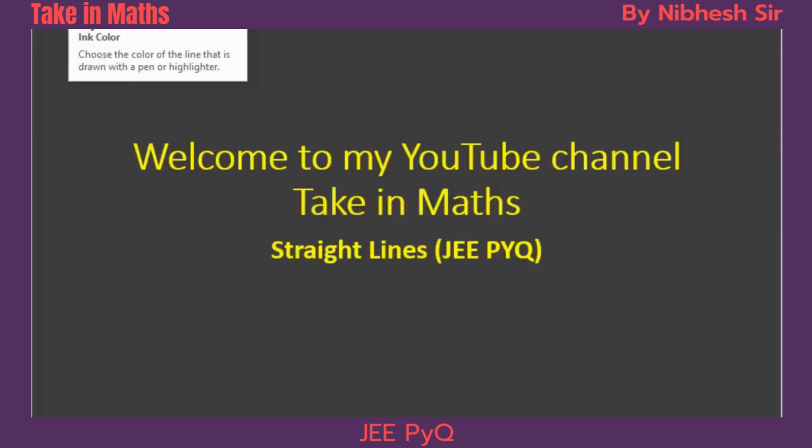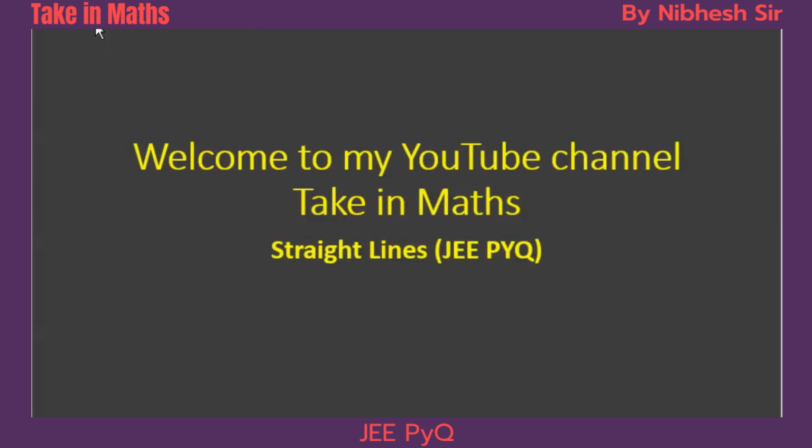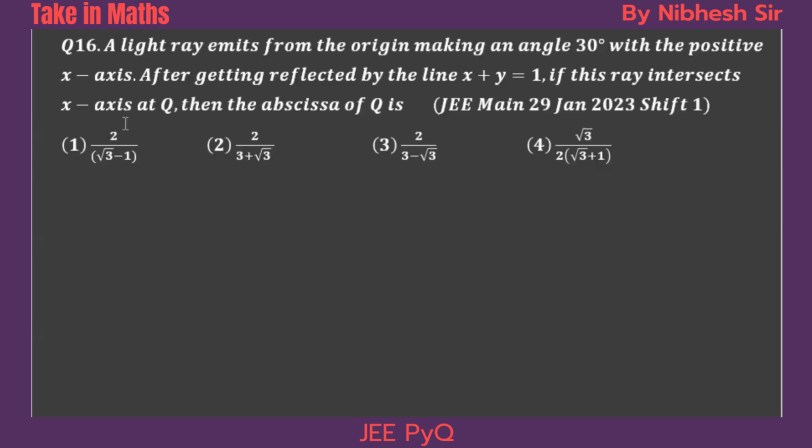In this video, I am going to solve a Straight Line JEE PYQ question. So here, one of the questions says that a light ray emits from the origin making an angle 30 degree with the positive x axis, and after getting reflected by the line x plus y equal to 1, if this ray intersects x axis at Q, then the abscissa of Q is what? Which of these values will it be?